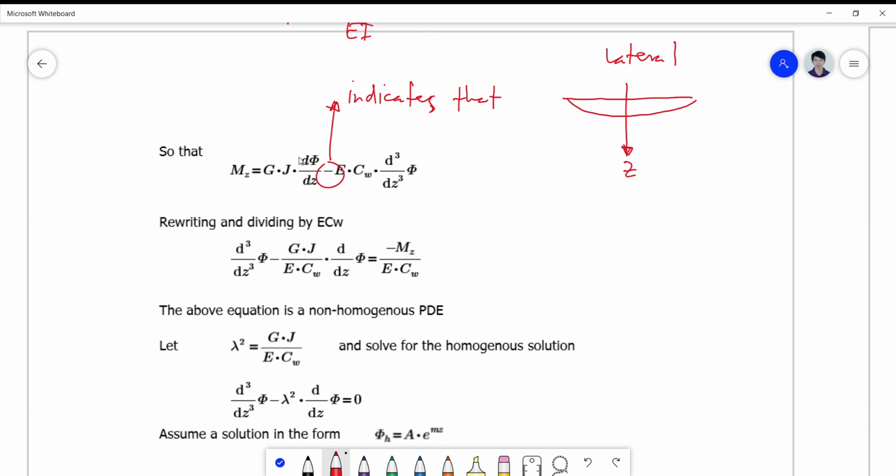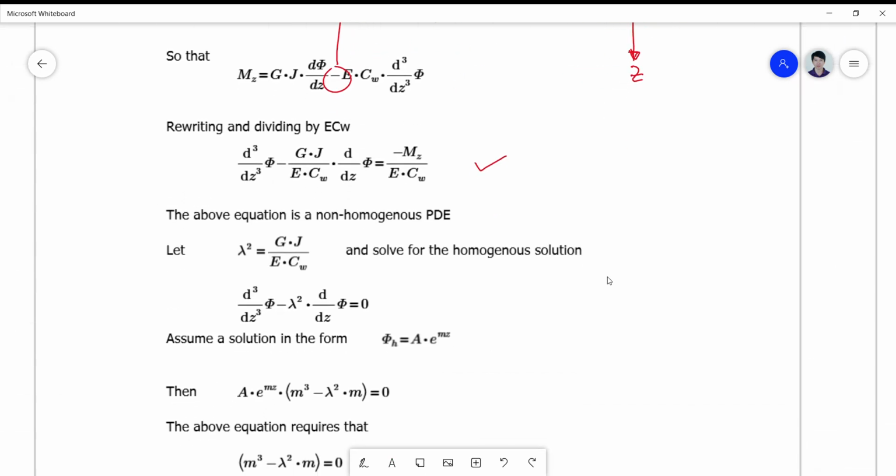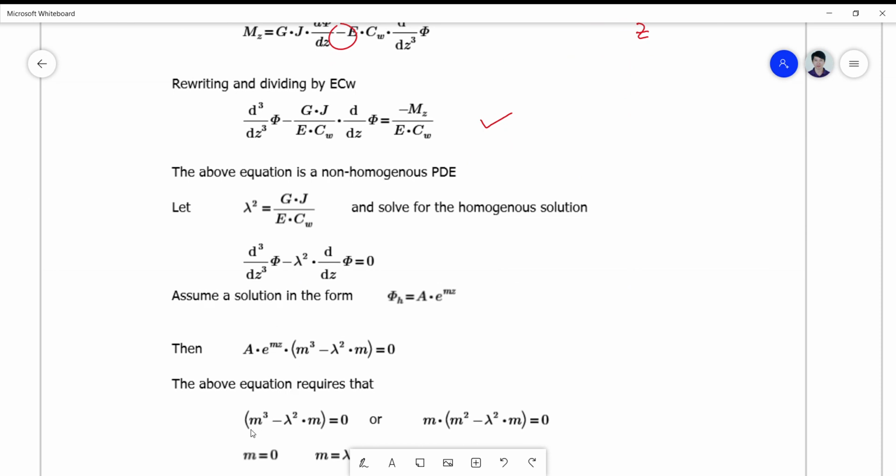this to the other side, and this to the other side. So this will be your equation. I just jumbled it now. The third derivative of phi minus GJ d phi dz is equal to the negative of Mz, and I divide it by ECW. The equation is a non-homogeneous equation, therefore it requires the sum of a homogeneous solution and a particular solution. So what makes it non-homogeneous? Because your right hand side is not zero.